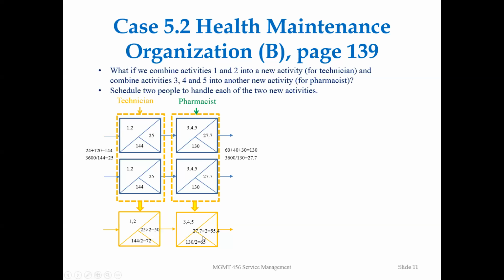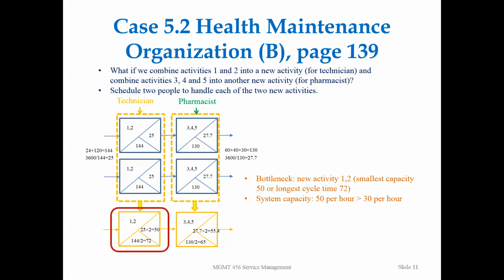Similarly, we can do the math for 3, 4, and 5. The cycle time was 130, with 2 people divided by 2, we have 65. The capacity was 27.7. Now we have 2 people, we double it, we have 55.4. So that is the new capacity. So look at these 2 different boxes, 2 rectangles. I have 2 different stages. We want to see which one is the bottleneck. We can look at the capacity. This one has the smallest capacity, which is 50 compared to 55.4. So this is the new bottleneck activity.